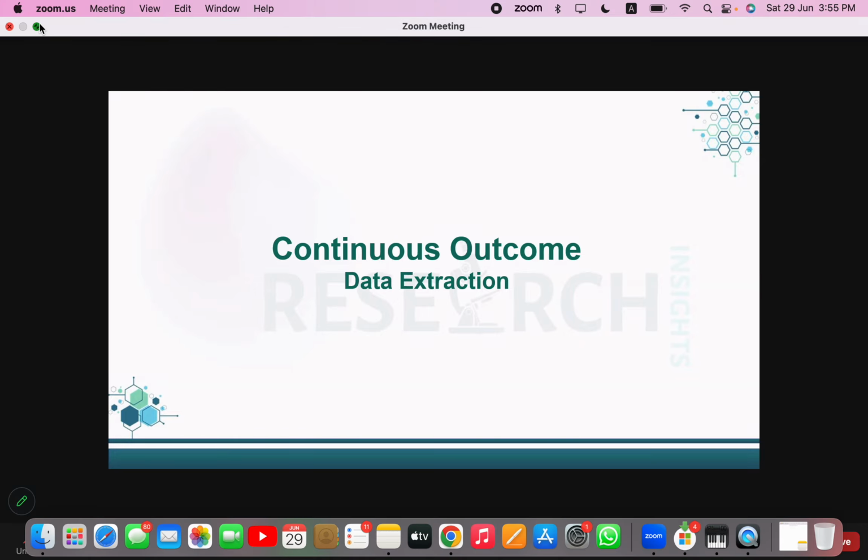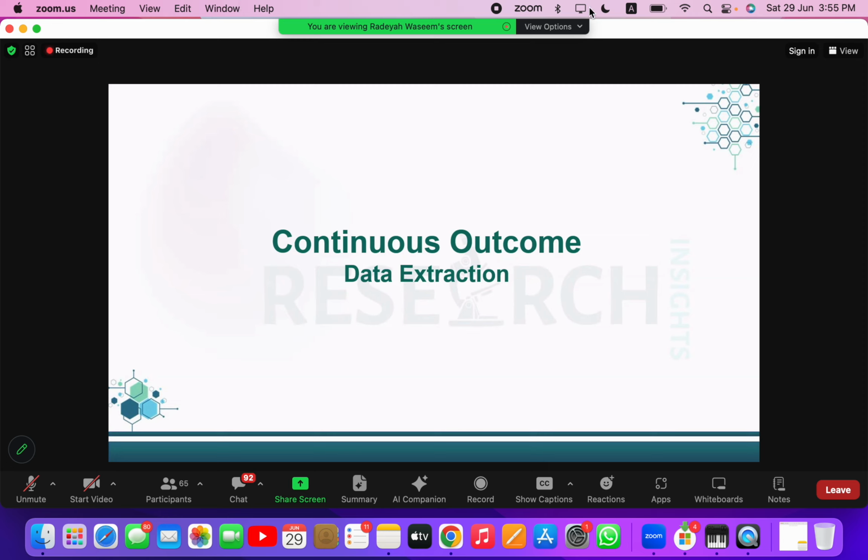I'll give you guys a 2 to 3 minute quick break. I'll just have some water till then, and then we will start with continuous outcome data extraction. Again, I want you guys to drink some water as well, because this is something that is very technical. You need to understand it very clearly before we proceed.